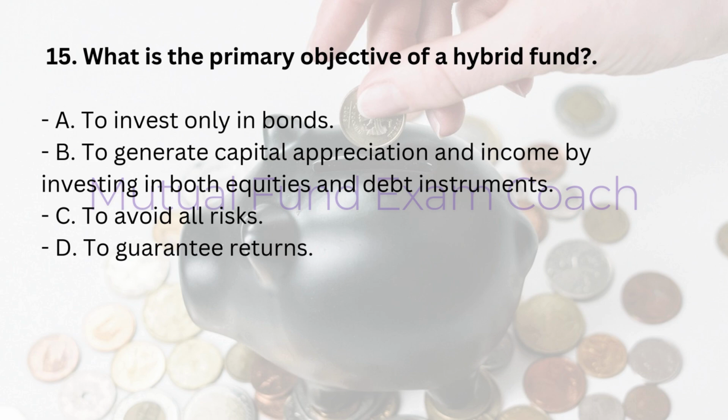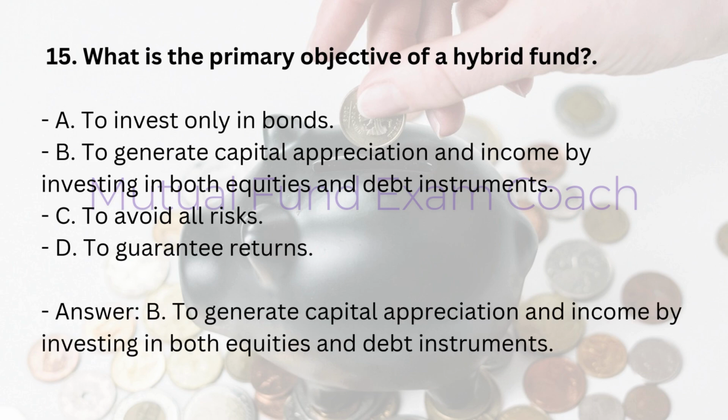15. What is the primary objective of a hybrid fund? A. To invest only in bonds. B. To generate capital appreciation and income by investing in both equities and debt instruments. C. To avoid all risks. D. To guarantee returns. Answer: B. To generate capital appreciation and income by investing in both equities and debt instruments. 16.